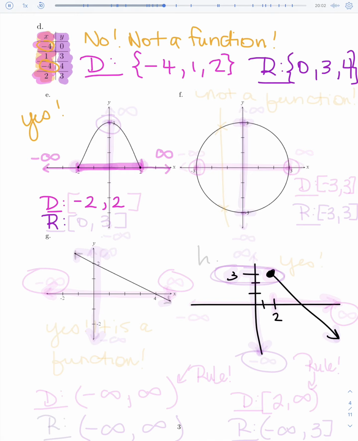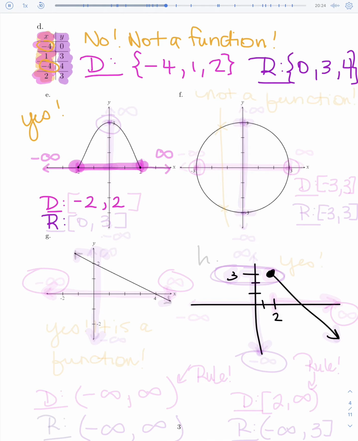So the question becomes, am I going to put brackets or parentheses at the -2 and the 2? Well, we see these closed circles. So even if we weren't sure, whenever we see a closed circle, that means there's a point there. It means we need to include the values. Whenever we're including values, we're going to automatically use a bracket.